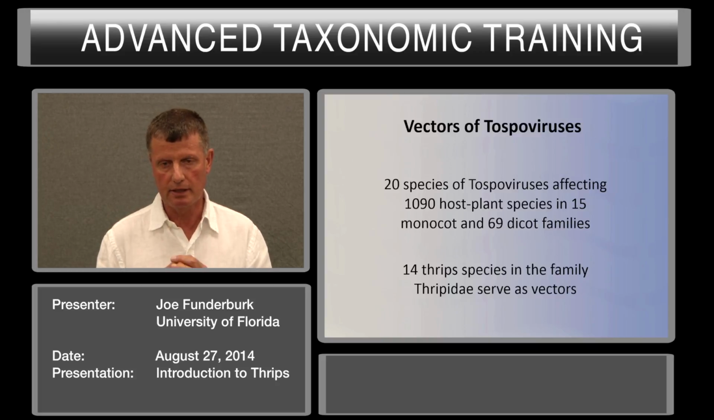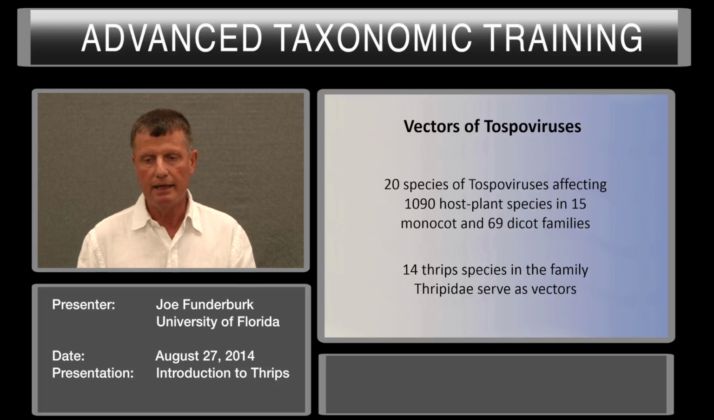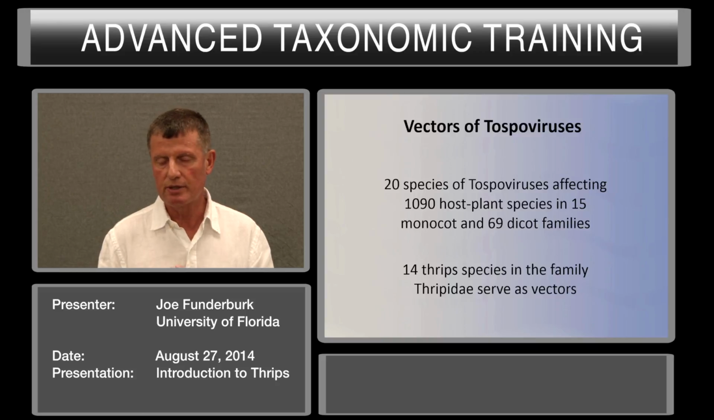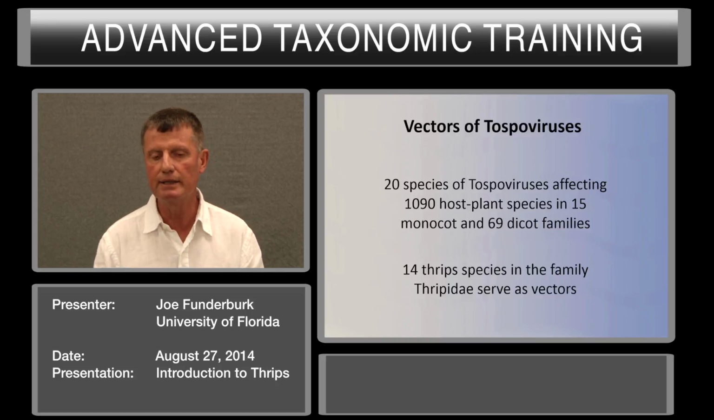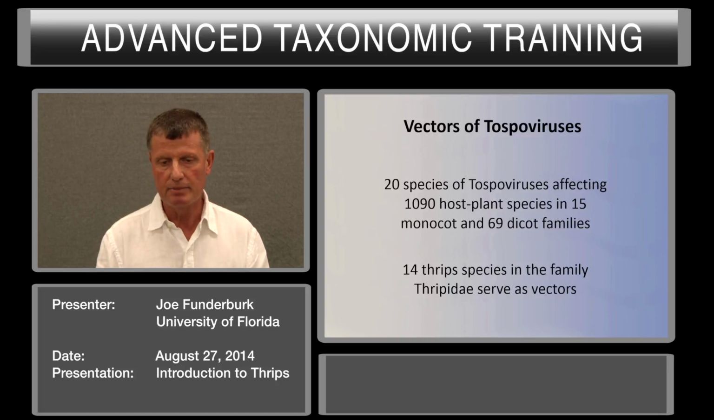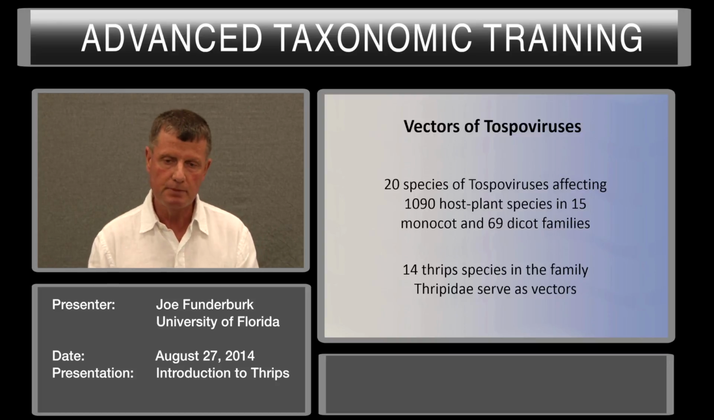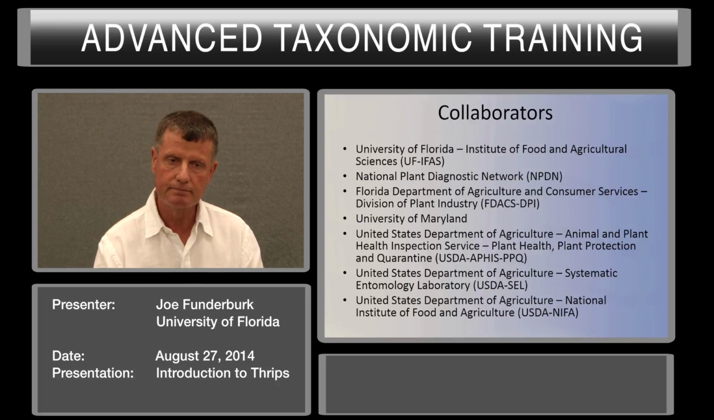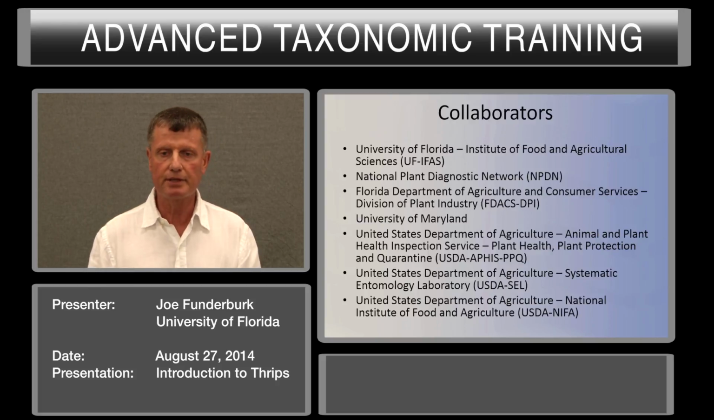There is a very specific virus-vector relationship between the Thrips and the Tospovirus, and at this time we know that there are 14 species of Thrips that are confirmed vectors, and they are all in the family Thripidae, but this does not mean that other species of Thrips can't vector Tospoviruses. These are the collaborators.